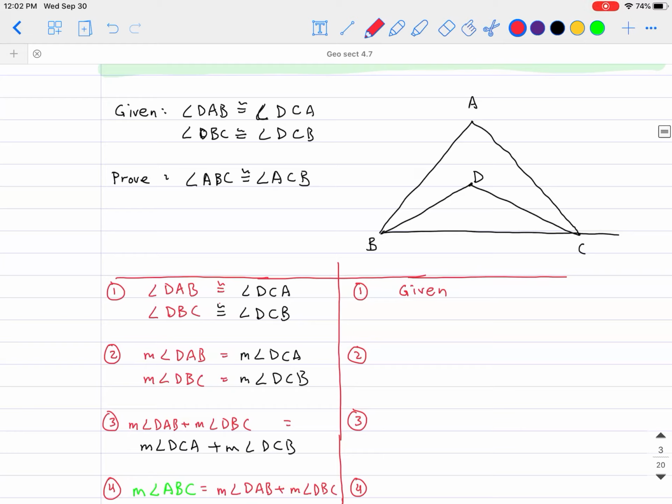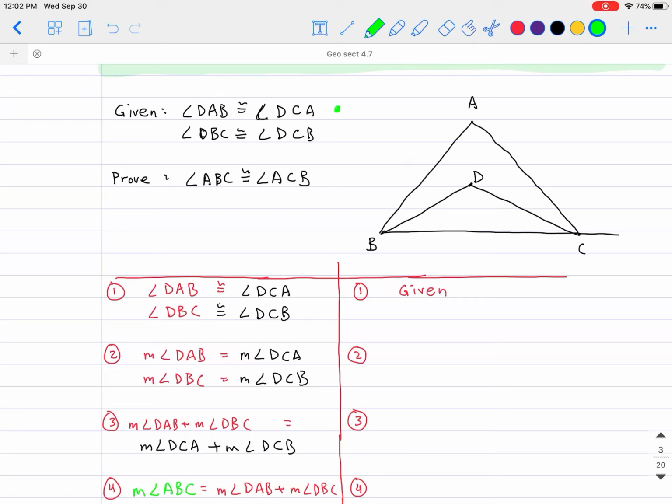Here we go. Here's the first one. In this picture, what is given is that angle DAB is congruent to angle DCA. Angle DBC is congruent to angle DCB. And I want to prove that angle ABC is the same thing as angle ACB. So that's definitely a lot to swallow, but let's go ahead and decipher this.